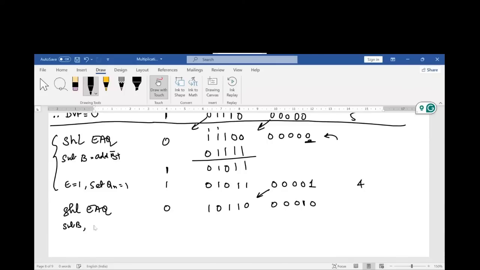Subtract b. That is b equals to add b bar plus 1. So what will we do here? Again add 0, 4 times 1. It was like this, right? Yes. Add b bar plus 1. After that, addition would give me 1, 0, 1, 0, 1, 0 and e is 1. So here e is 1.